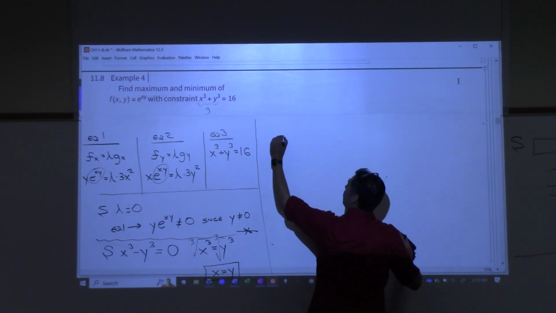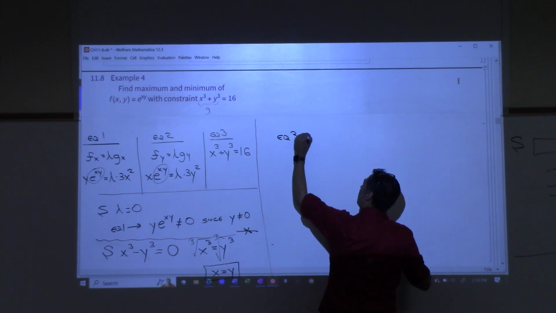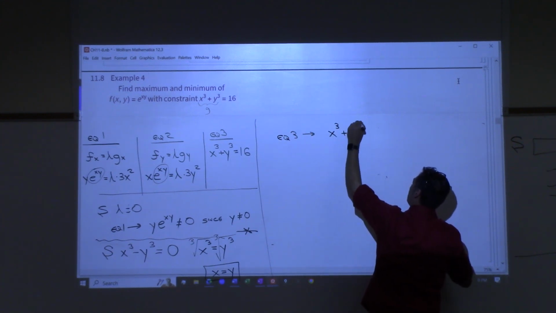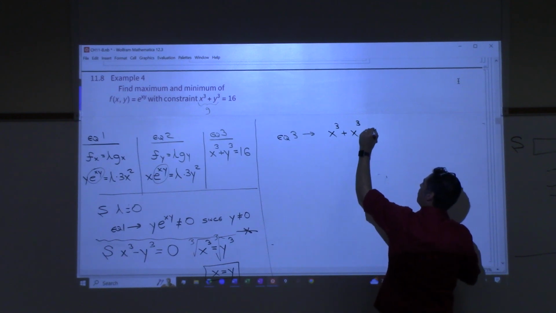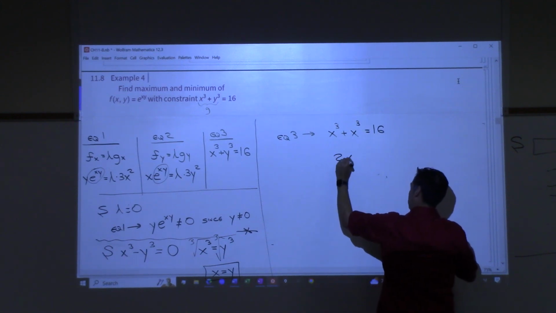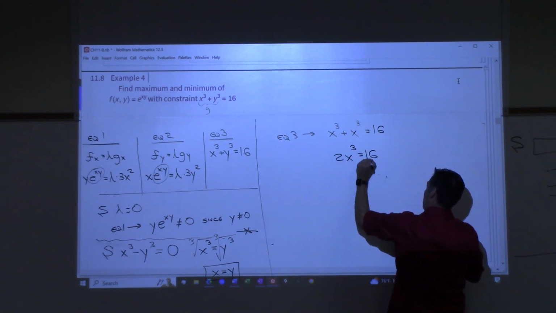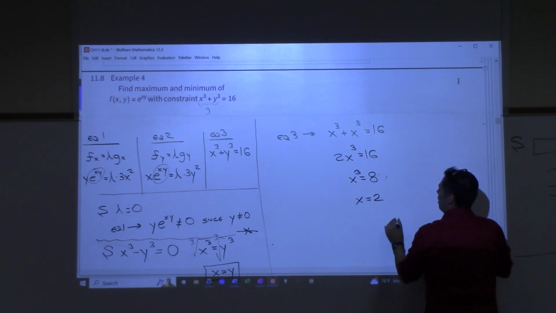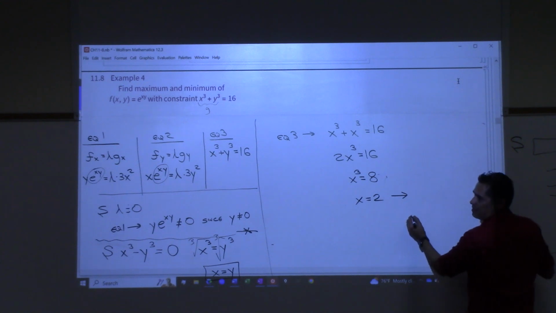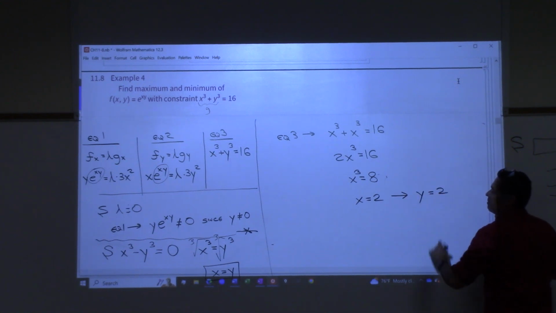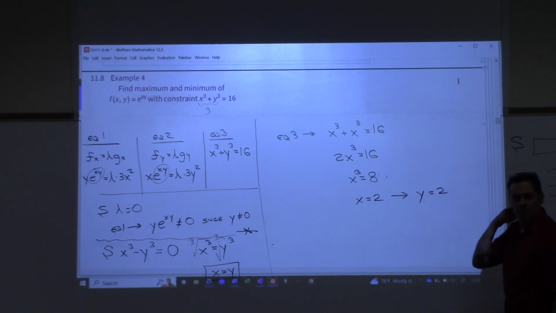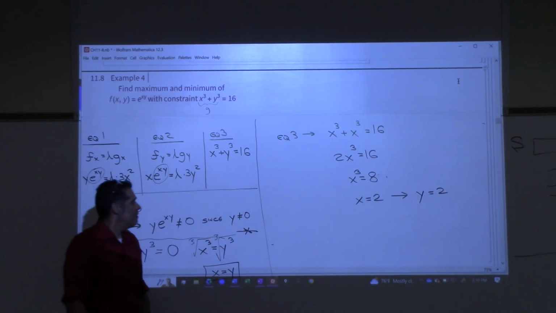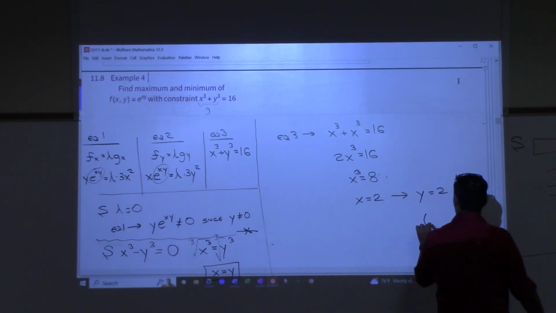And now on equation 3, we get x squared plus, x cubed plus x cubed must equal 16. That's 2x cubed equals 16. That's x cubed is 8. So x is 2. And if that's what x is, we already said that y must be the same thing, right? So I only have one critical point so far, 2, 2.